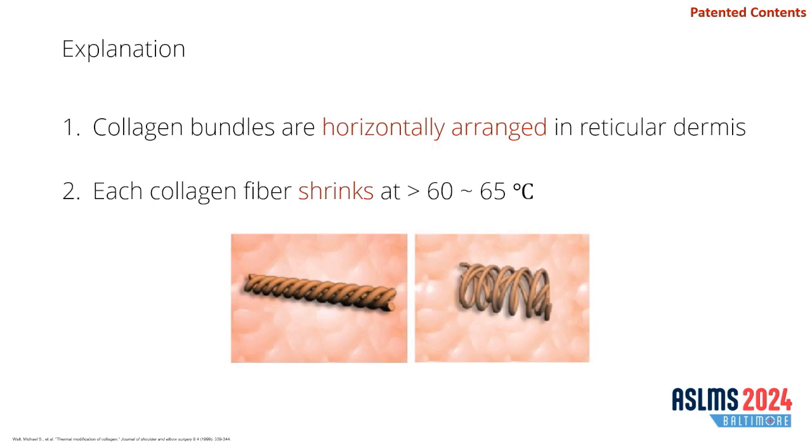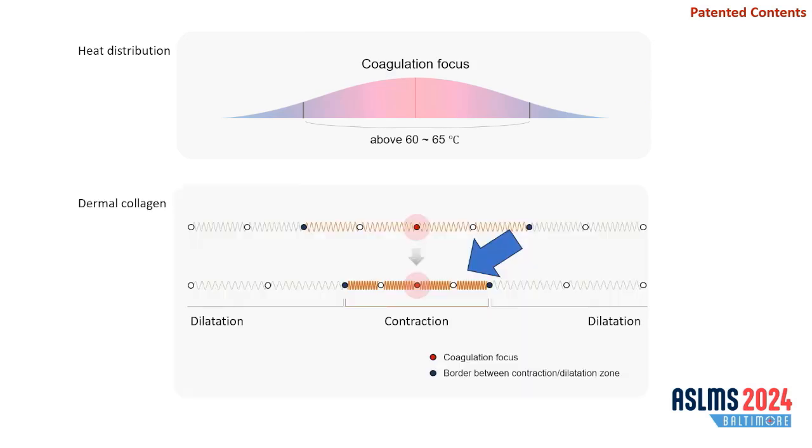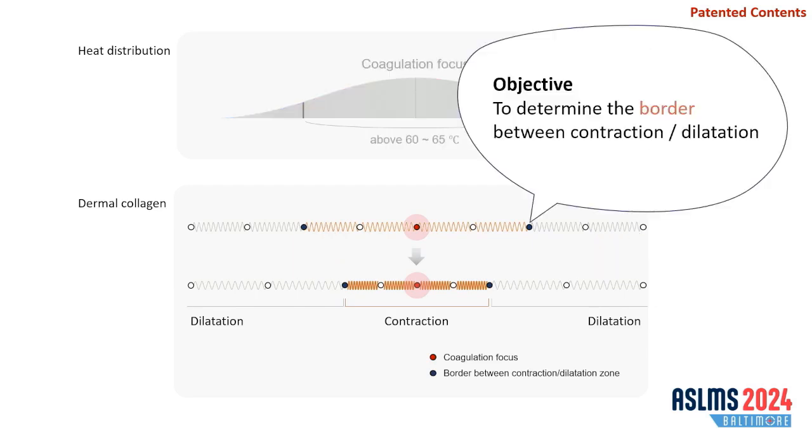So the immediate contraction basically occurs because collagen bundles in the reticular dermis are horizontally arranged, and the individual fibers get shortened above 60 to 65 Celsius. So when we hit one spot, then some range of dermis will contract horizontally, while the surrounding area that didn't undergo the contraction will be stretched passively. So this presentation will focus on finding this boundary.